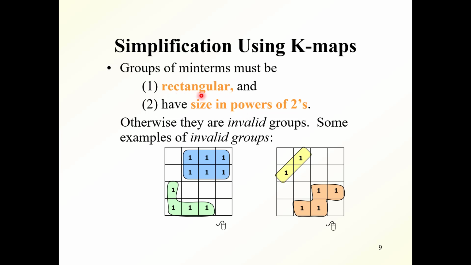First of all, the group must be rectangular. So this group is not a valid group. This grouping is not valid because it's not rectangular. This grouping is not valid because it's not rectangular. Also, the size of the group must be a power of 2. You cannot have a group of 6 minterms. This is an invalid group.